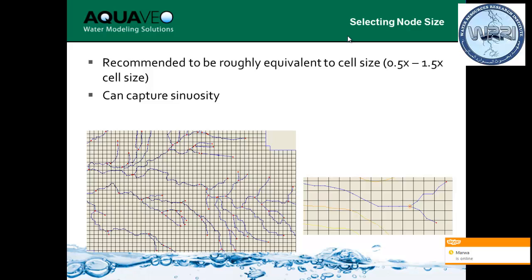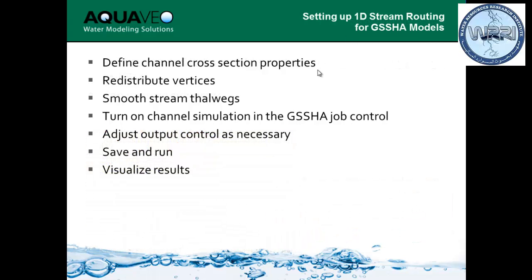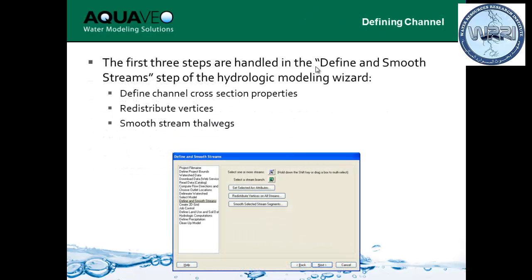And it's a good idea to capture how the stream flows in your watershed. That's the sinuosity of your streams. So to set up your stream routing in GSHA, we've already done this, but you just set up your GSHA model and you need to smooth your streams. And the hydraulic modeling wizard will help you do that.